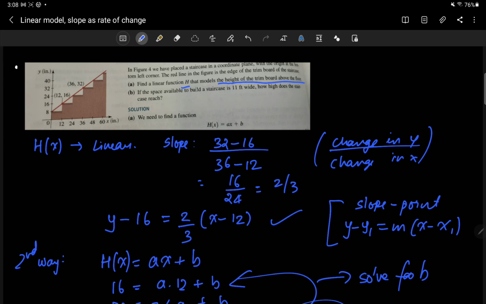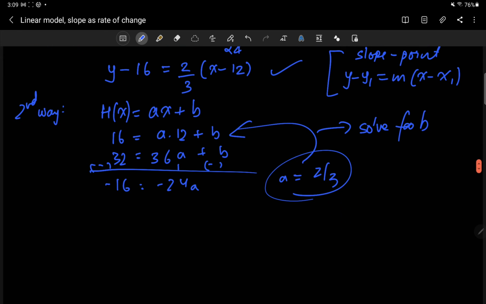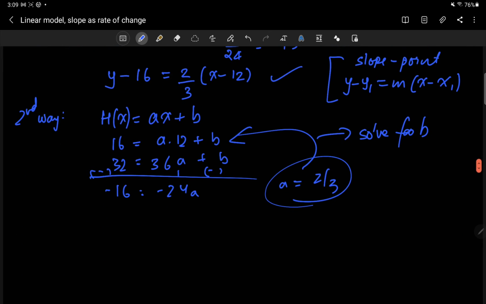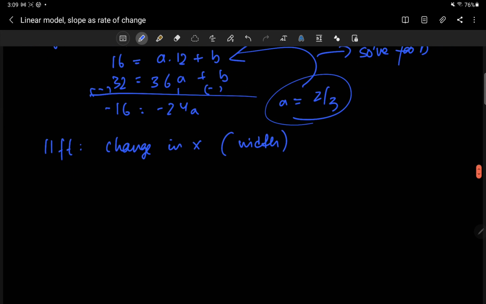Second part says, if the space available to build a staircase is 11 feet wide, how high does the staircase reach? So if it's 11 feet wide, what is this 11 feet? This 11 feet is actually the change in x, because that's the width. So now the problem is asking me, if I only have 11 feet, how high can this be given that my slope is 2/3?